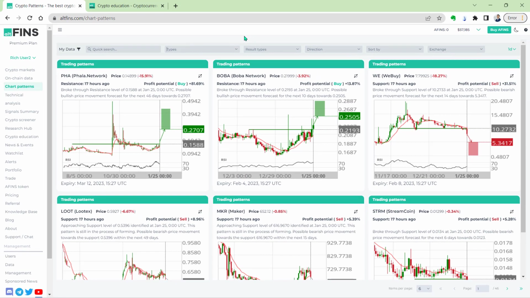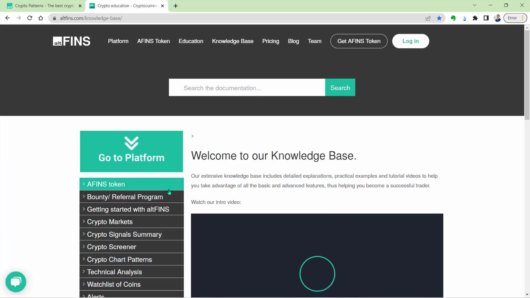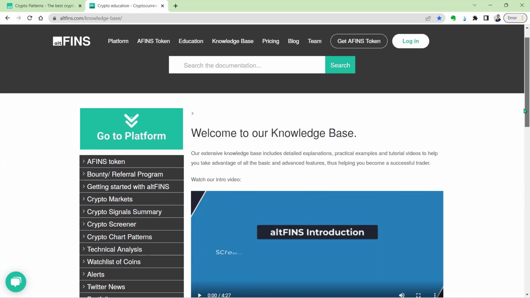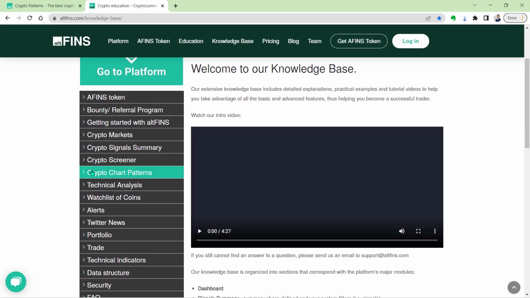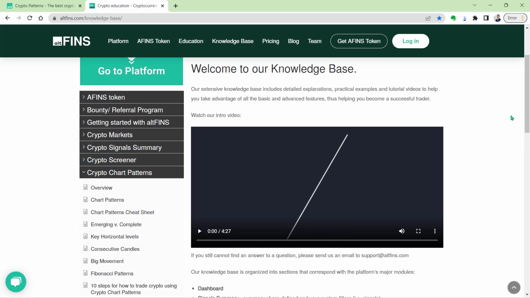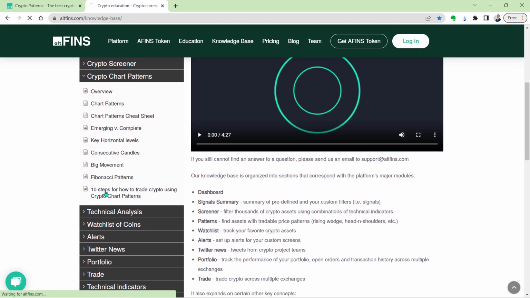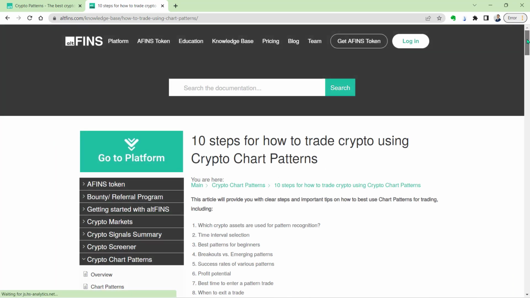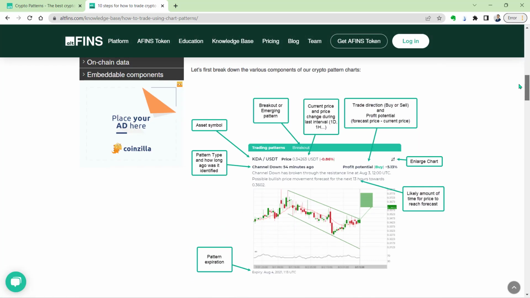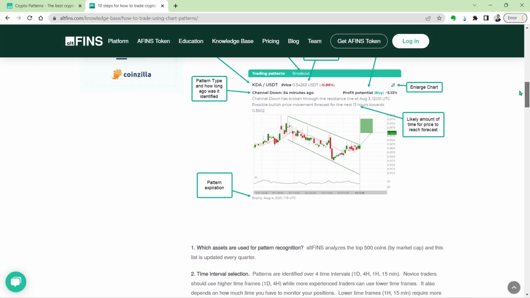And so we actually put that together to look at some historical performance under the knowledge base. If you go to the knowledge base under the section crypto chart patterns, there's a fair amount of interesting tutorial content here, including an article that says 10 steps on how to trade crypto using chart patterns. And I advise and recommend that you take a look at it.